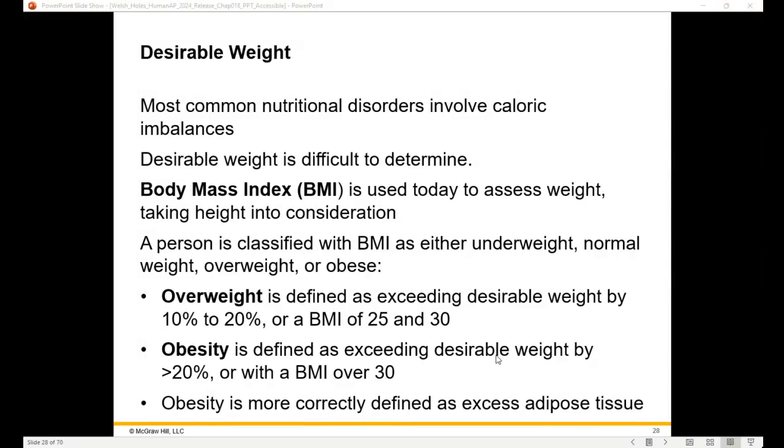Overweight is defined as exceeding desirable weight by 10 to 20%, or a BMI of 25 to 30. Obesity is defined as exceeding desirable weight by greater than 20%, or a BMI over 30. Obesity is more correctly defined as excess adipose tissue.